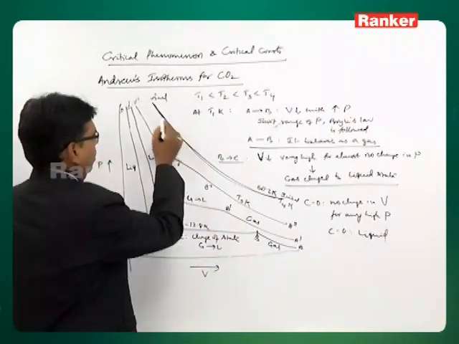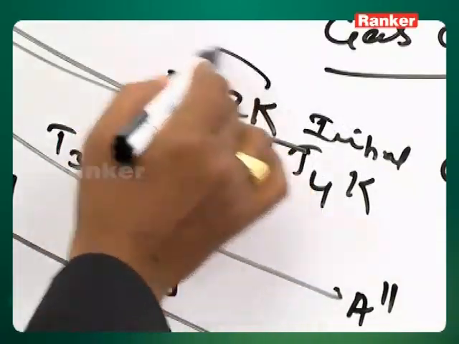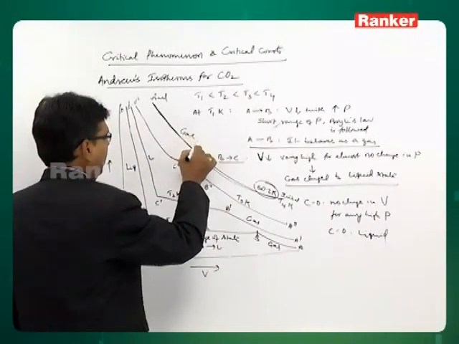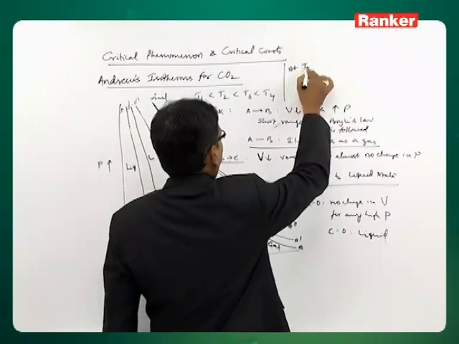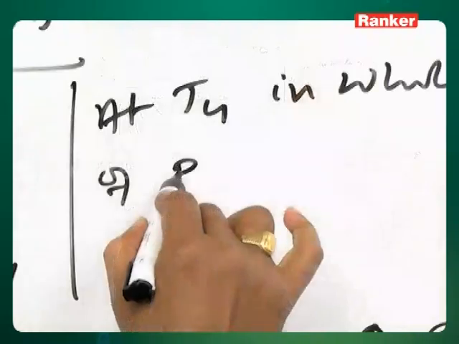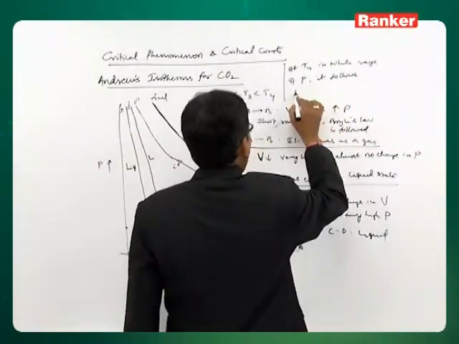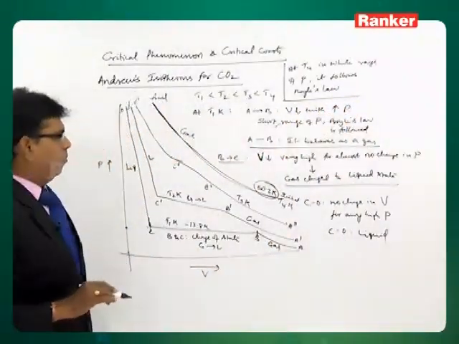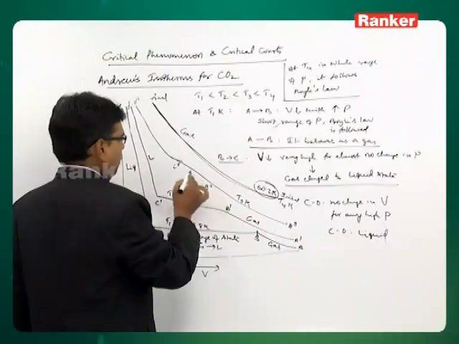In the whole range of pressure and volume at this T4, at 50.2 Kelvin, it remains as gas only; liquid does not appear at all. At T4, in the whole range of pressure, it follows Boyle's law. It means it is not converted into a liquid. So, this is the optimum temperature.